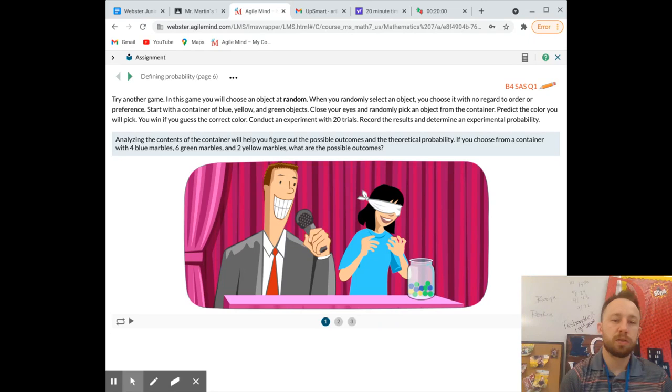All right. So if you would, Roy Kia, read what we got down here in this dark gray. Analyzing the contents of the container will help you figure out the possible outcomes and the theoretical probability. If you choose from a container with blue marbles, 6 green marbles, and 2 yellow marbles, what are the possible outcomes? All right. So let's go ahead and see what we get.